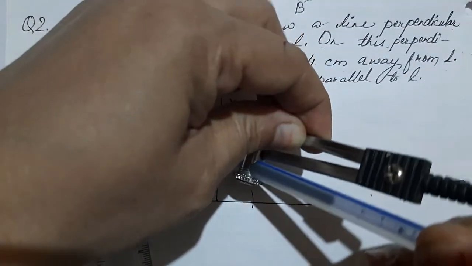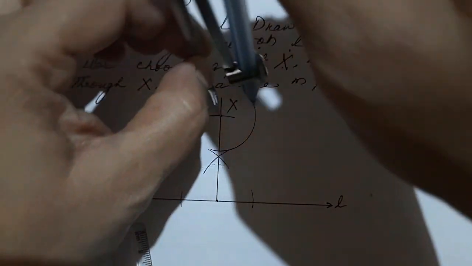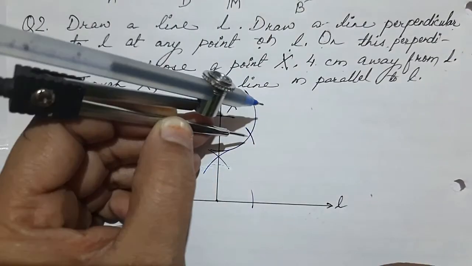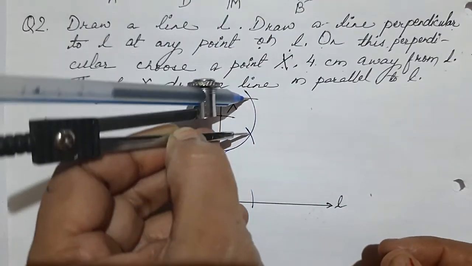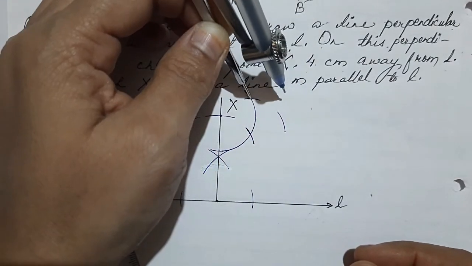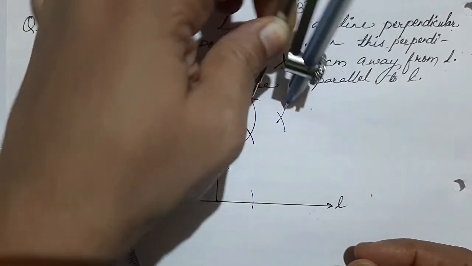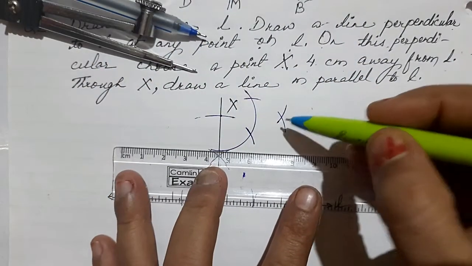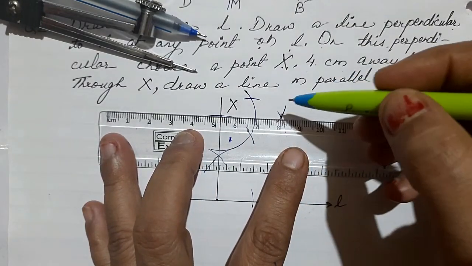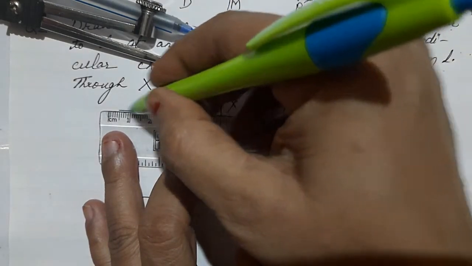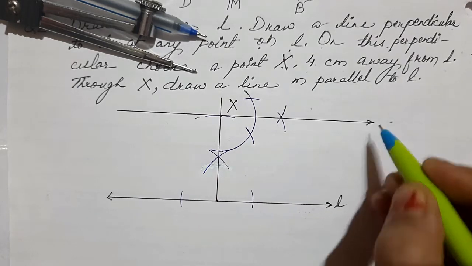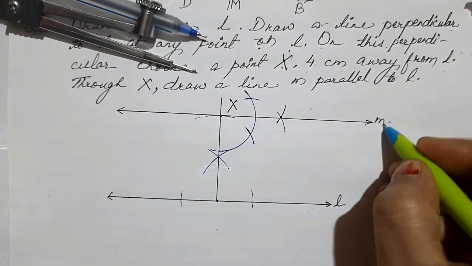So let it be first arc. Starting point, if I take, this is my 60 degree. From 60 degree point, if I cut another arc, it is 120 degree. Between 60 degree and 120 degree, angle bisector will give me 90 degree. So this is my point that gives me line parallel to L. So this is my line M, which is parallel to L.